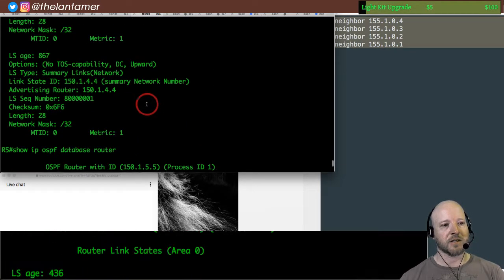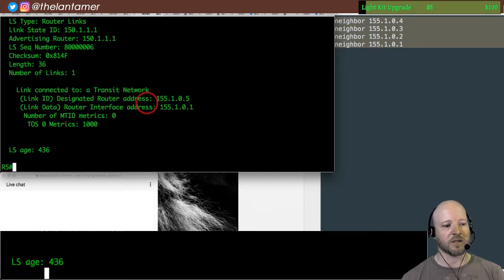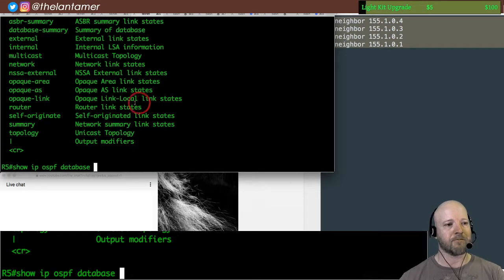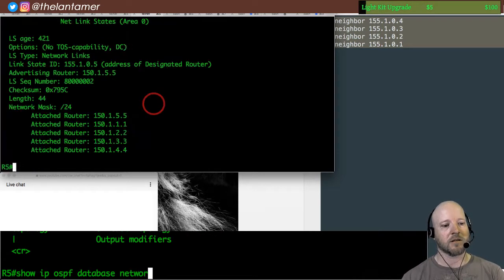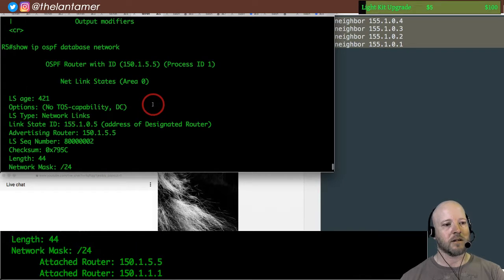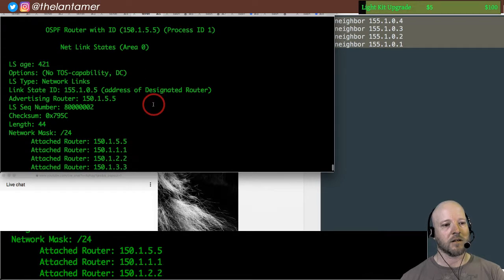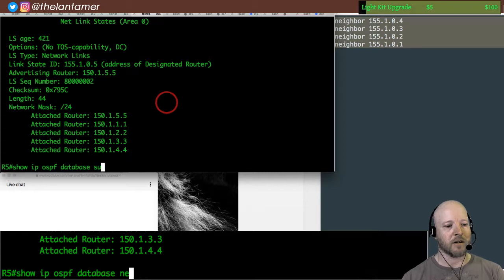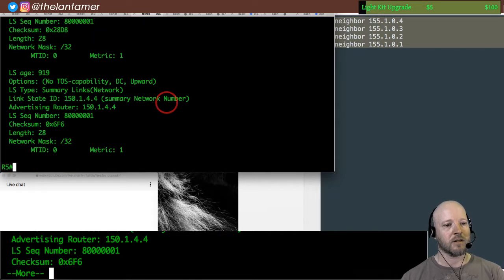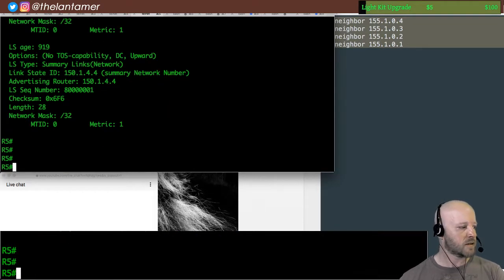So these are our, when I do show IP OSPF database router, that's cool. So I can actually tell it, just show me the type 1s or the type 2s, which would be network link states. Yeah. Address of a designated router. Right. That's how we get to it. And then summary. I have 2 summary networks.